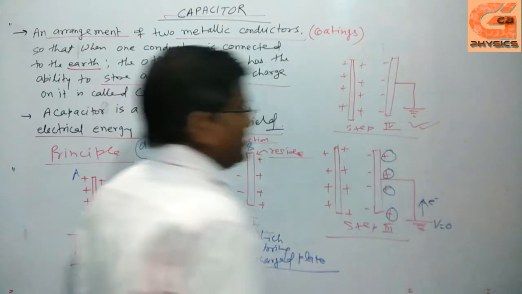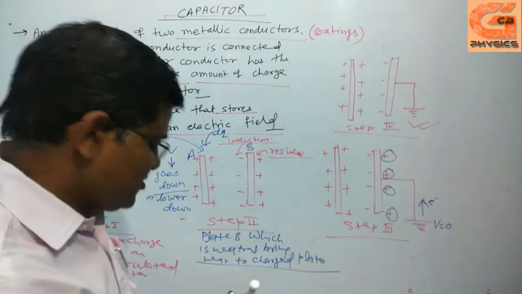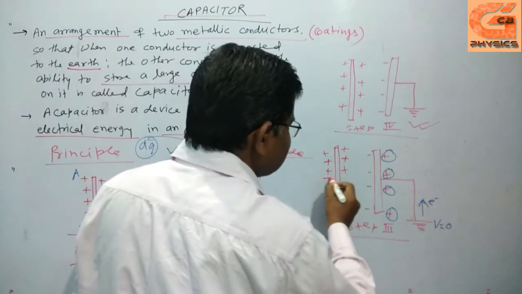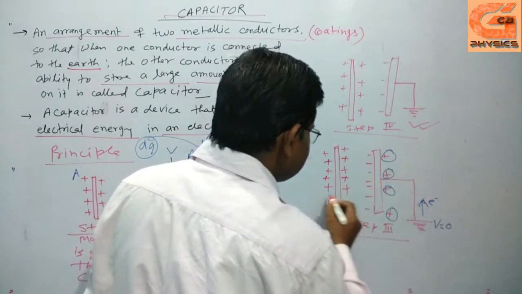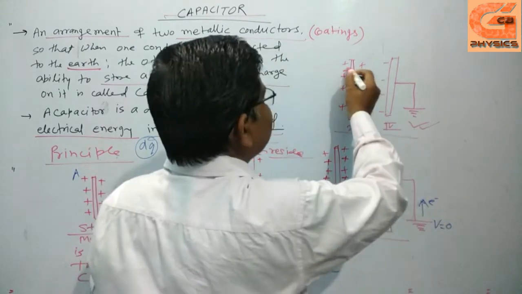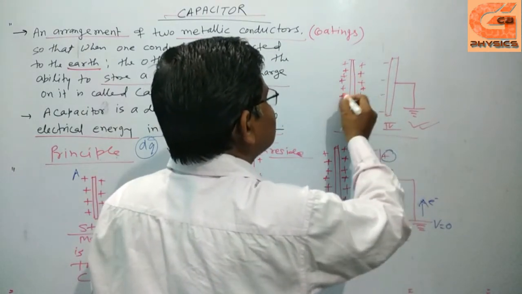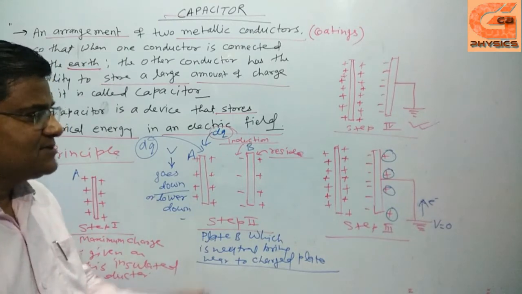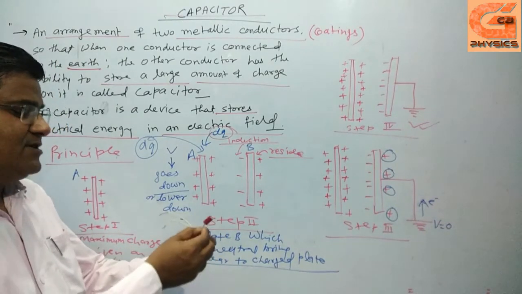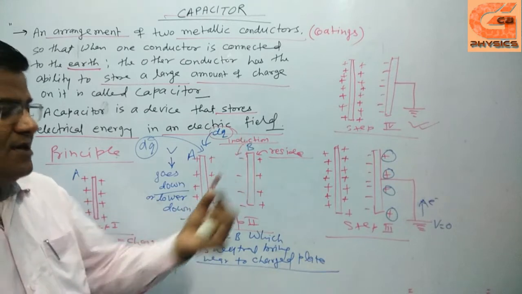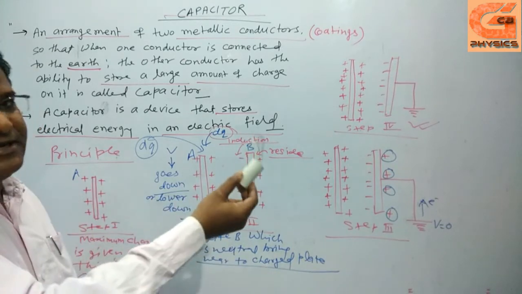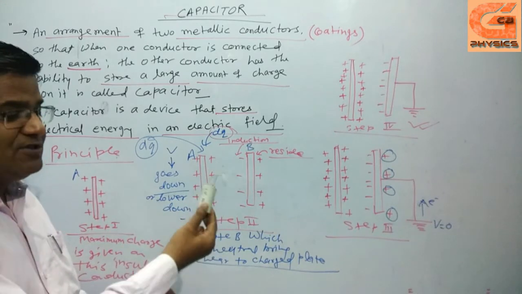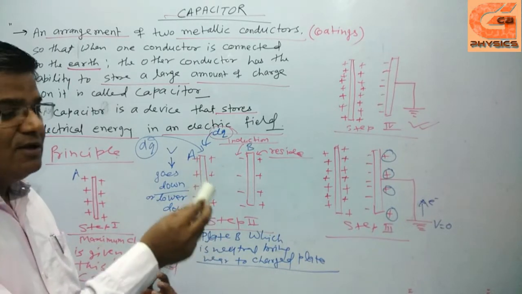Means the charge on this surface is increased. Why increased? The mass of charge. This one is the capacitor. This one is also a capacitor. Capacitor is also known as condenser. Okay.